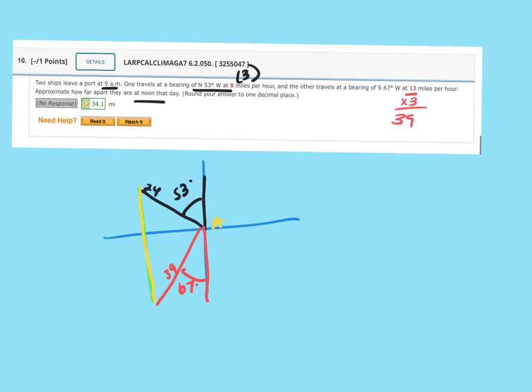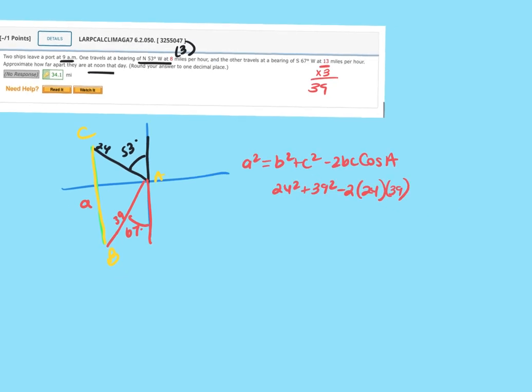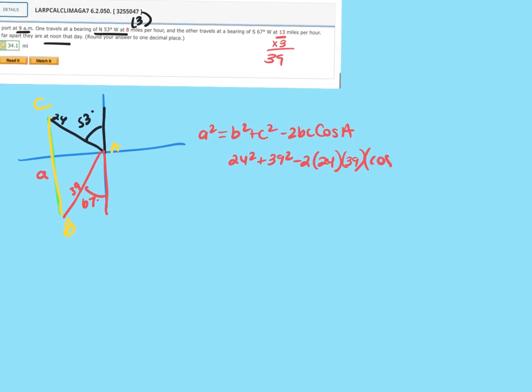I could call this A, B, C. You call it whatever you want. If this is side A, then that's the one I'm solving for. So A squared equals B squared plus C squared minus 2BC cosine A. So 24 squared plus 39 squared minus 2 times 24 times 39 times the cosine of, I need this inside angle.